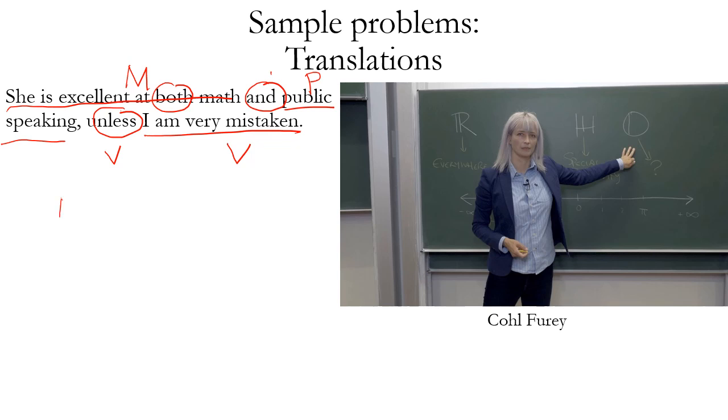We have M, dot, P, wedge, V. And we have to decide the priority. Which one of these goes inside parentheses, which goes outside. You'll notice that the both and forms a pair. So that's a kind of clue. It makes more sense to put the parentheses around M dot P. She is excellent at math and public speaking, or I am very mistaken.